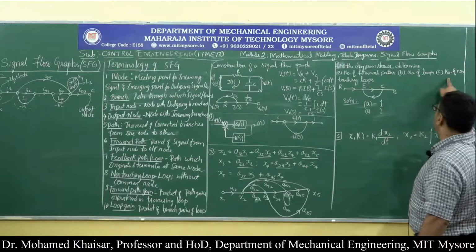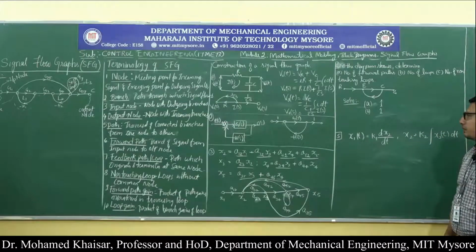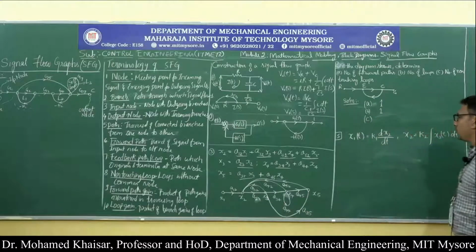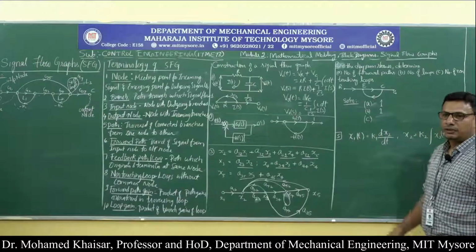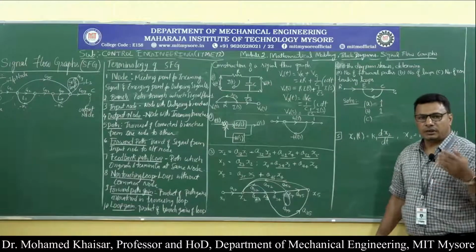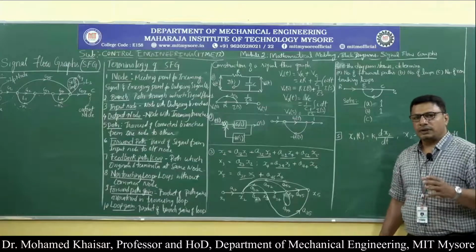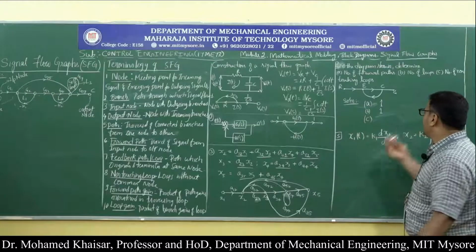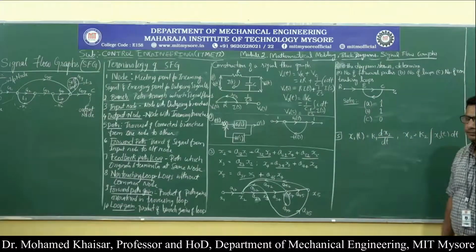Then what is the third part? Number of non-touching loops. So question number C, number of non-touching loops. Since there is only one loop, only in case there are two loops or more will we be able to know whether the loops are touching each other or not. Now since there is only one loop, the number of non-touching loops will be 0.